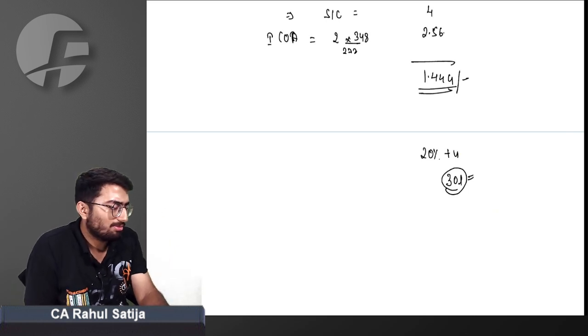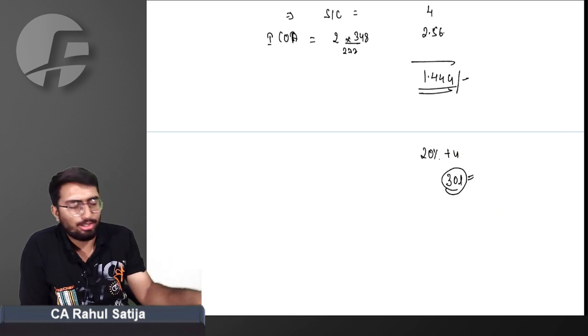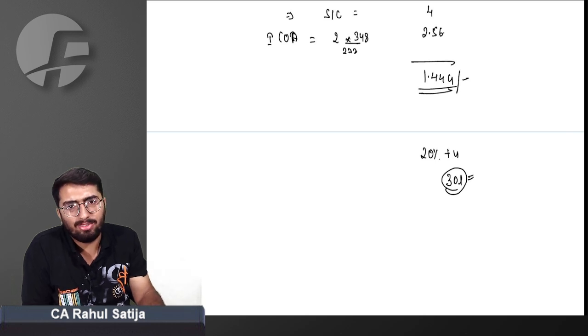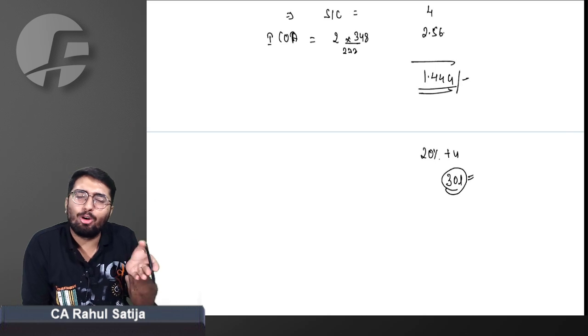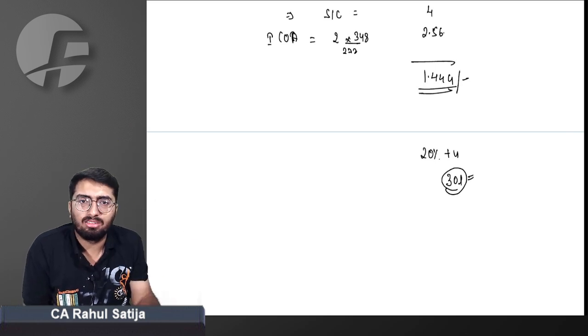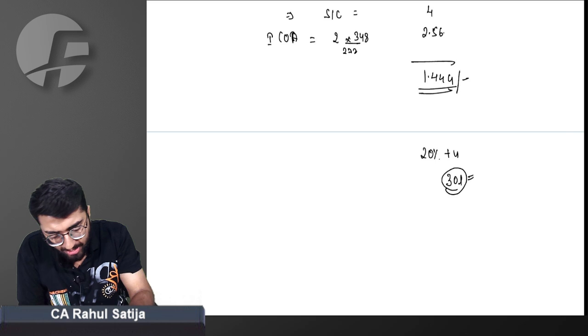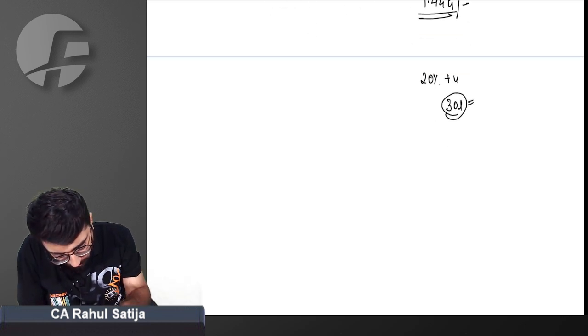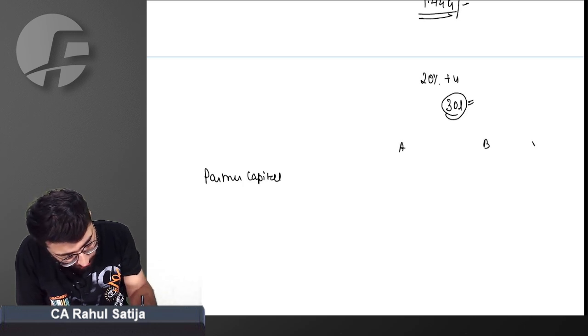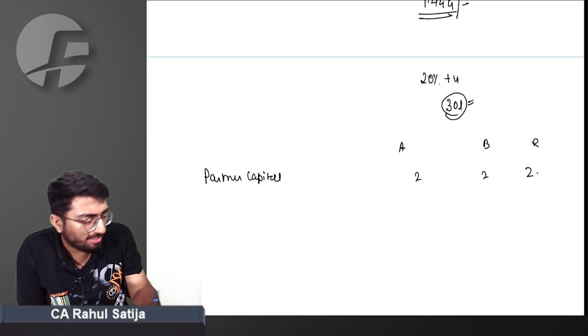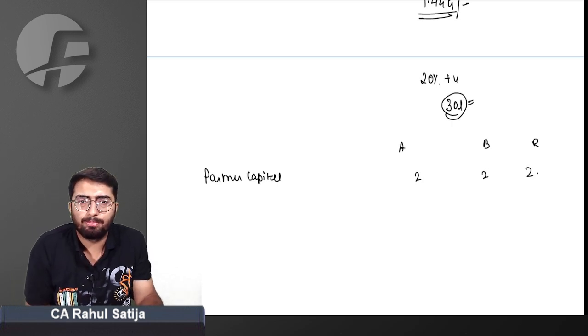Now the firm wants one calculation. If this land were sold to an outsider, just calculate what the partners' capital would have been. Just imagine the partners' capital. A and B are 2 CR each. The partners' capital was already 2 CR.